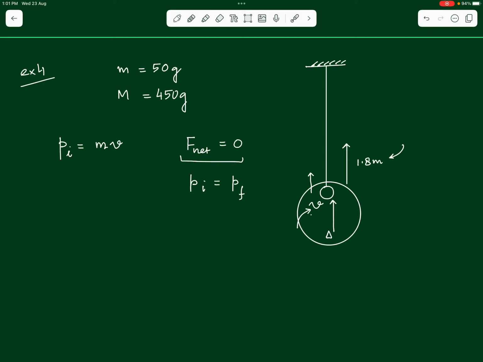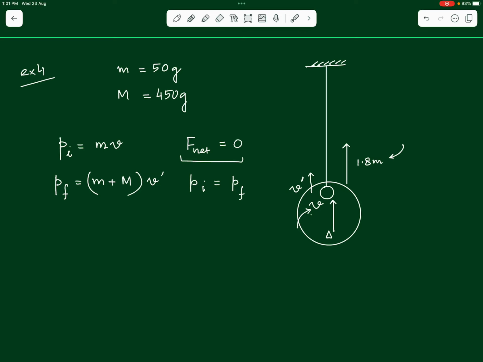What is the event here? The event is the penetration of the bullet into the bob. Okay, so can we say, if after this event, the bob as well as the bullet start moving up with a new velocity v dash, then the final momentum of the system just after the penetration will be the mass of the bullet plus the mass of the bob times v dash, right?